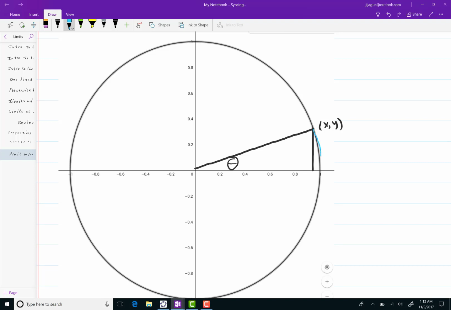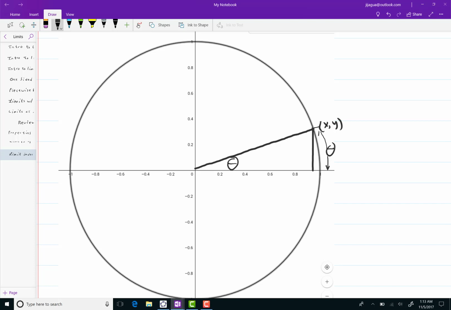Now that piece that I'm making blue right now, that's the arc length. The length of that is actually equal to theta, as long as you're using theta in radians. That arc length can be used as a length or an angle measure. That's what's so beautiful about radians. You can do stuff like that. So the actual length of the arc that spans from the point (1, 0) up to (x, y) is theta. So I've got that in place.